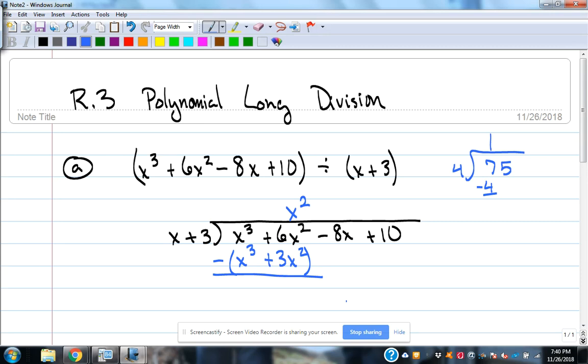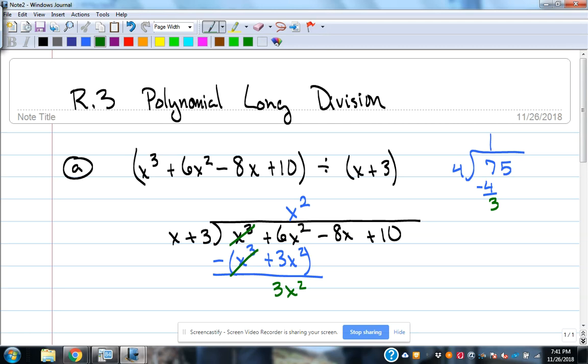Always put parentheses around it and subtract. When I do that, I'm subtracting x cubed minus x cubed. What happens to them? Perfect. That's what we wanted to happen. X cubed minus x cubed cancels out. Then positive 6x squared minus positive 3x squared gives me 3x squared right here. That's what's left over. I'm going to bring it down. So 3x squared. Just like up here, when I did that, I'd have a 3 left over.